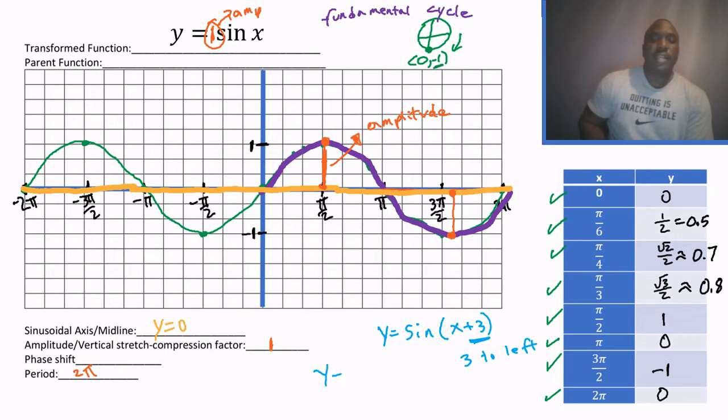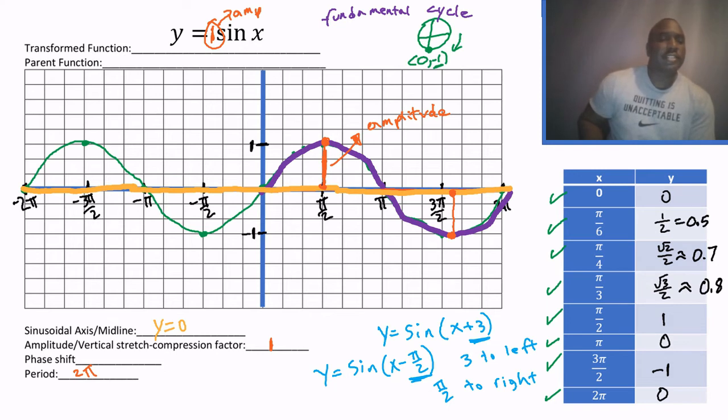Or if I gave you y equals sine of x minus pi over 2, then we're moving pi over 2 units to the right. So all it is basically a horizontal movement left or right from the parent function. So remember, this is the parent function. I know I wrote it on the transform function line, but this is the parent function. We're talking about the original function, y equals sine x. So our phase shift here, we're going to say that we have none.